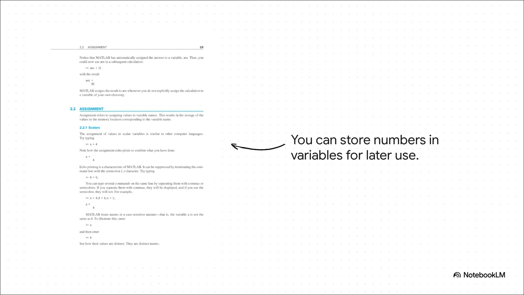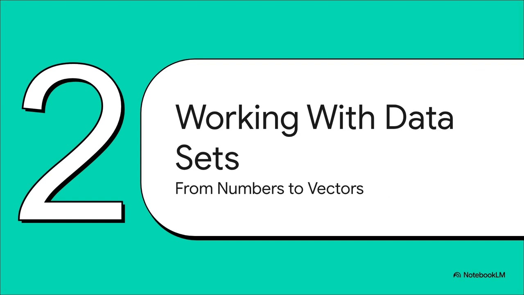See that line a equals 4? That's called assignment. All we're doing is telling MATLAB, hey, remember the number 4, and from now on, let's just call it A. This super simple act of giving our data a nickname, well, that's the foundation of pretty much all programming.